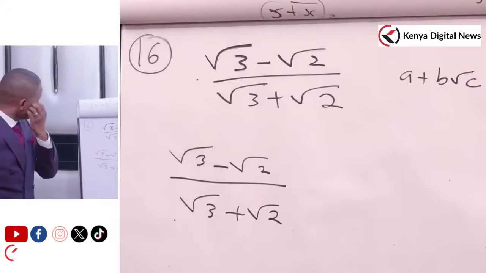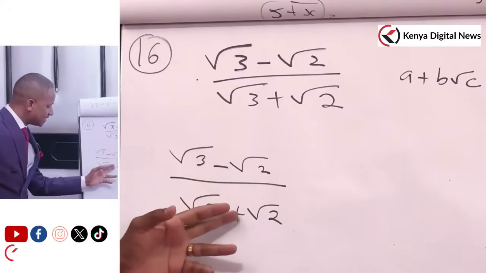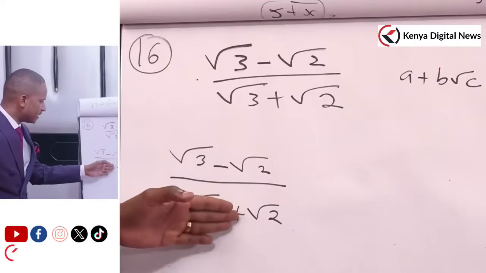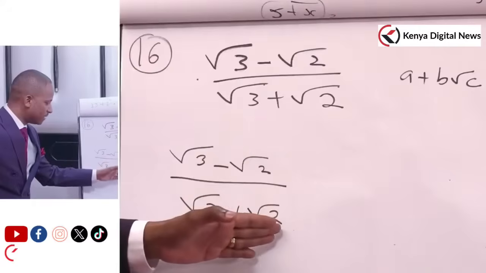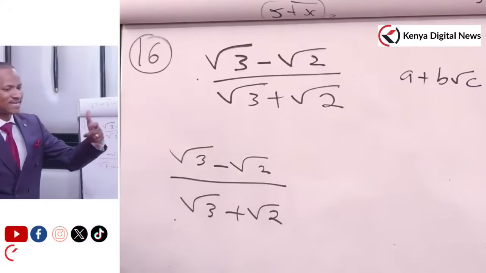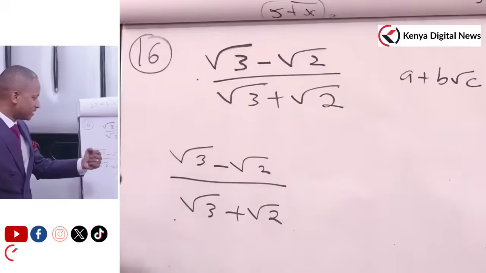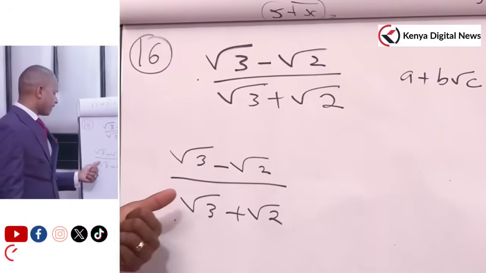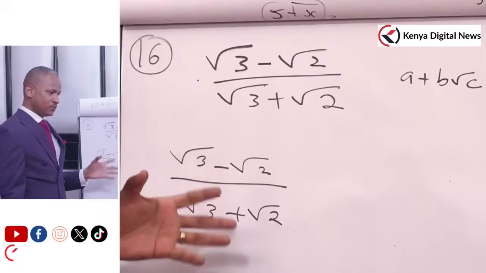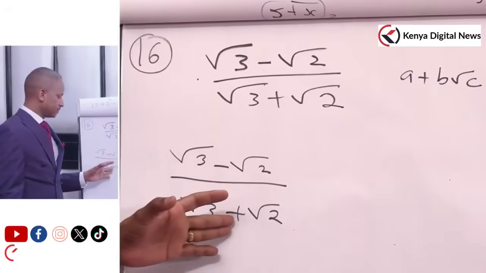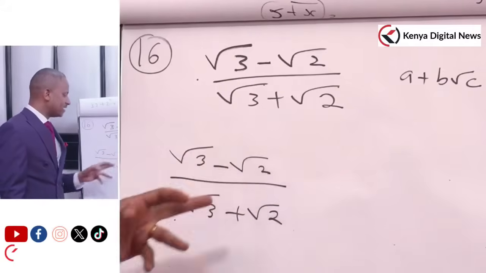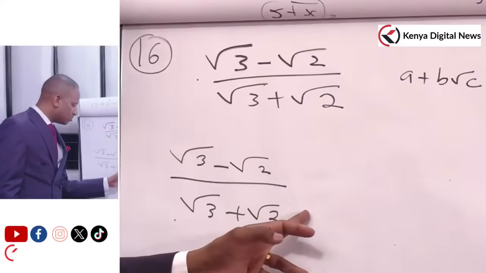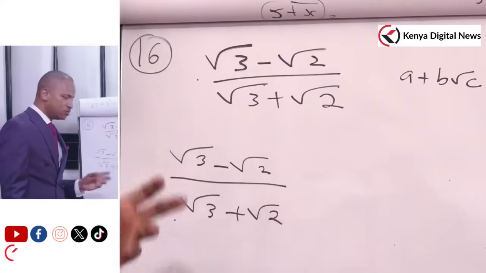Simplifying by rationalizing the denominator means that you will multiply both the numerator and the denominator by the conjugate surd of the denominator. I repeat, when you are rationalizing or simplifying this surd, you will multiply the numerator by the conjugate surd of the denominator, and also the denominator by the conjugate surd of the denominator.